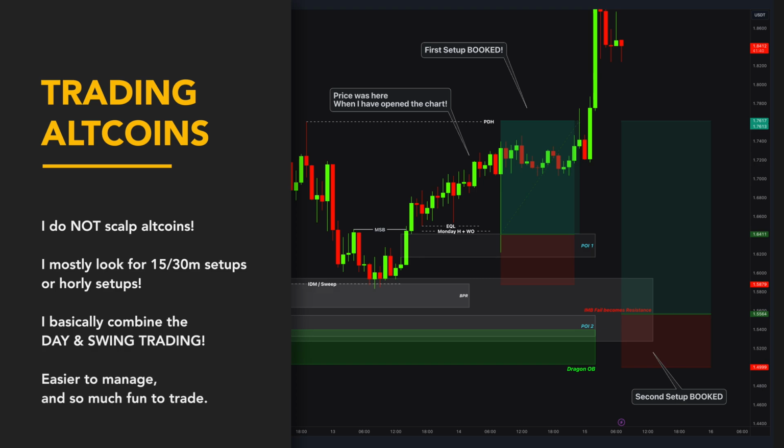I personally do not scalp altcoins with 1-minute charts. They have so much manipulation, unlike Bitcoin. I generally prefer building trade setups with 15 minutes and above or even hourly charts. So it is kind of a mixture of day trading and swing trading. I hope it really helps you find your setups.